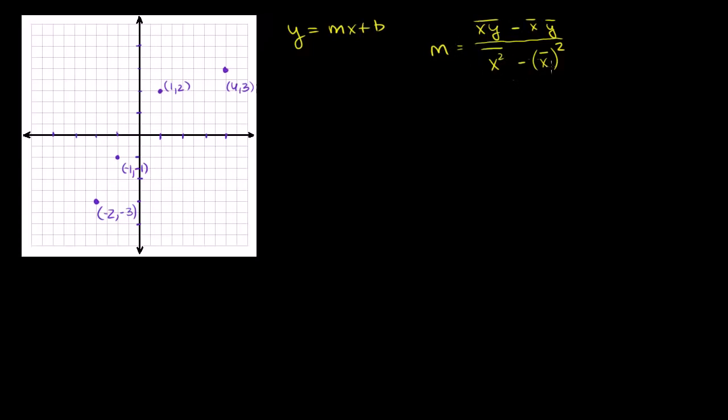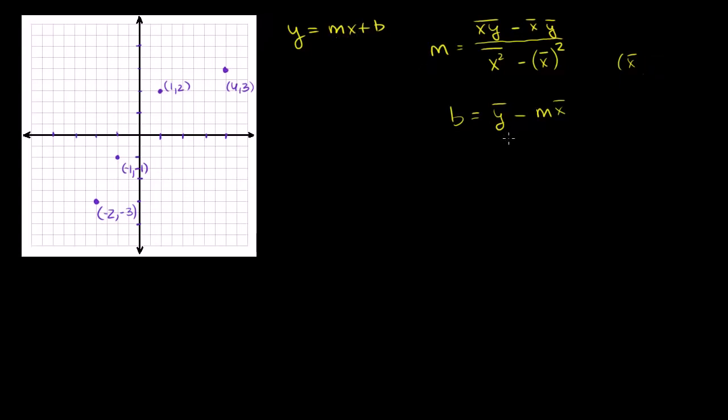But we can calculate the slope, and then the y-intercept, b, is just going to be equal to the mean of y minus whatever we calculate here for m times the mean of x. And we can do that because we know that the point mean of x comma mean of y is going to be on this regression line.